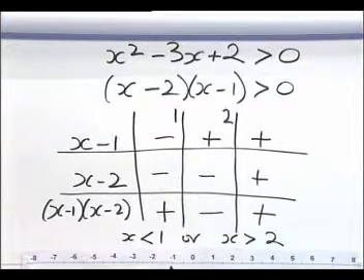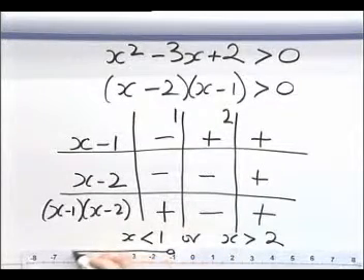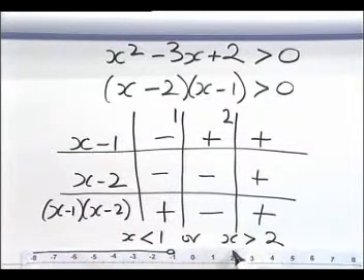And on the number line, x must be less than 1, so I put a circle to show that it can't be 1. And x can also be greater than 2.